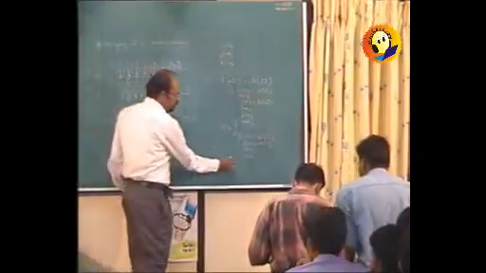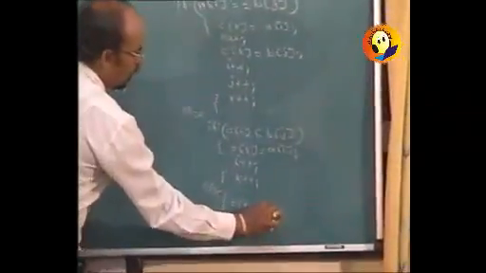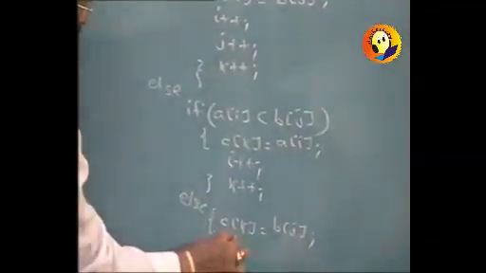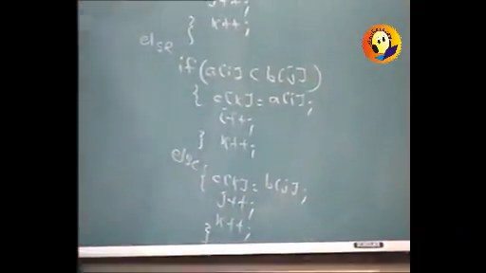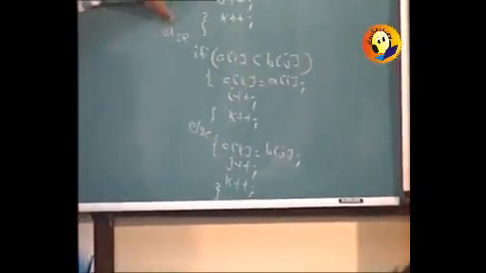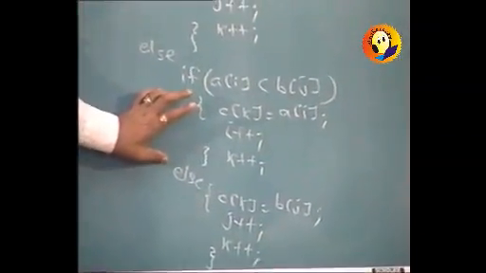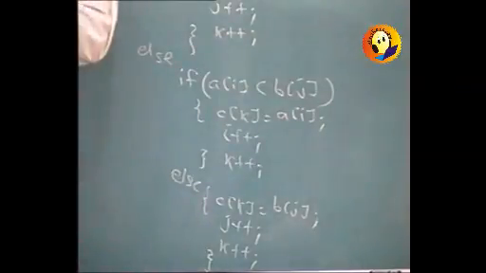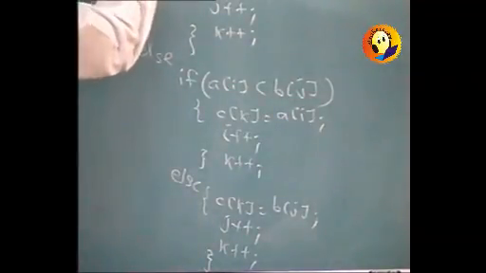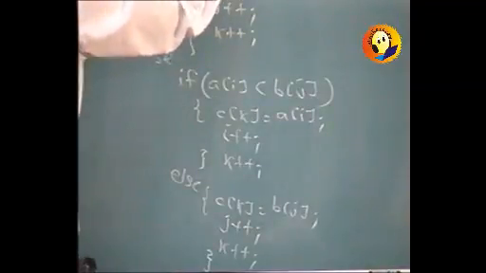And else B of J will be smaller, so C of K will be equal to B of J, J plus plus, K plus plus. Was our comparison of row last time, when the rows are equal, when row number of first one is smaller, when row number of second one is smaller. And you will keep on doing this as long as none of the array gets over, that is while I is less than m and J is less than m.